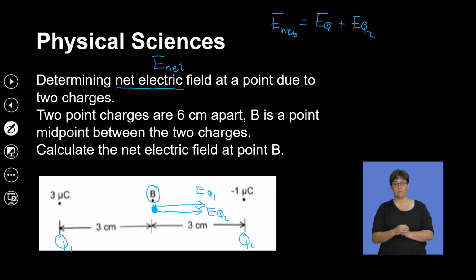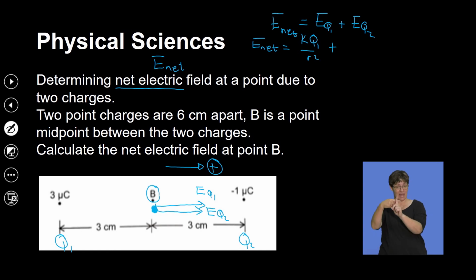So we'll say because both of these vectors are to the right or towards Q2, we'll take that direction as positive, okay? We're choosing our direction. The direction towards Q2 is positive, okay? So if we do our calculation of E net, we'll have E net is equal to K Q1 over R squared plus, the plus in this case is for the net, plus K Q2 over R squared, right? So we're still using the formula that we're very familiar with, okay?